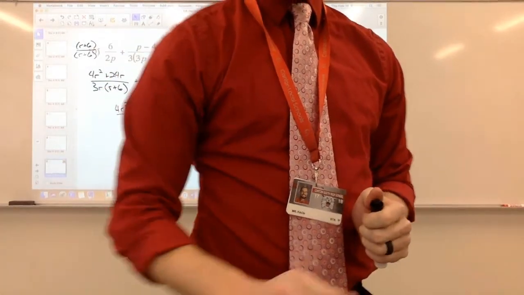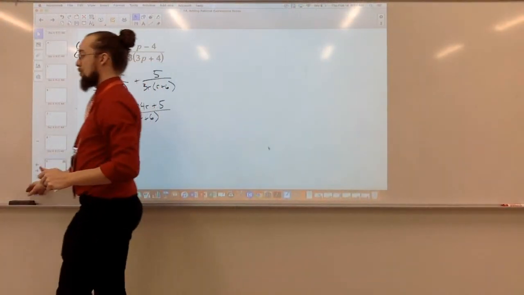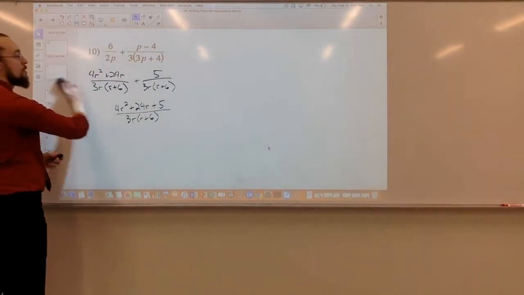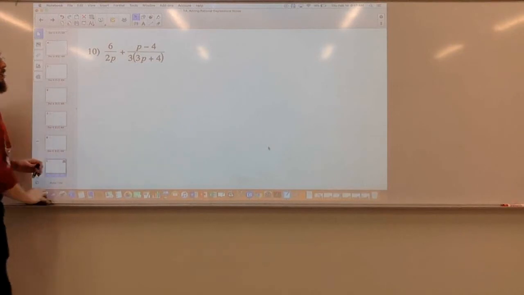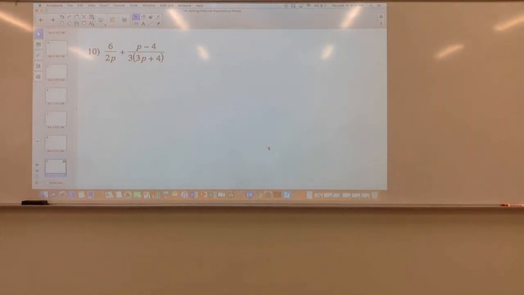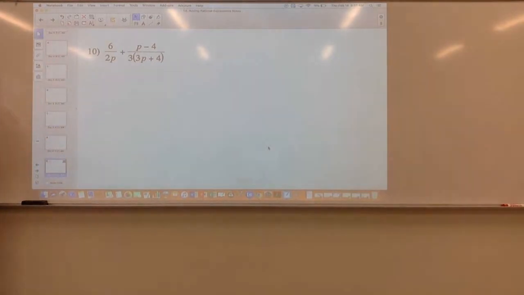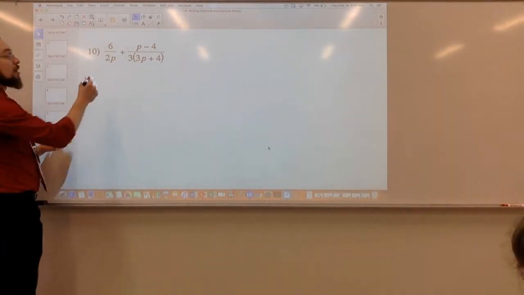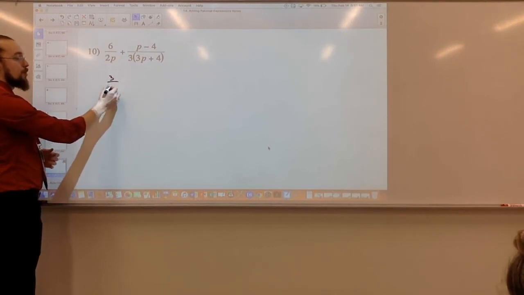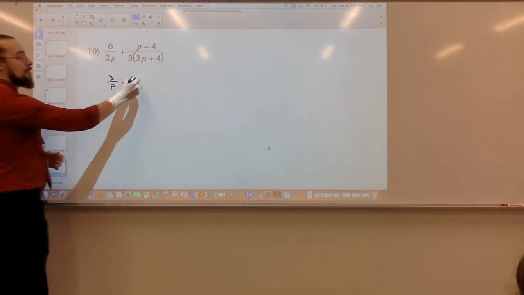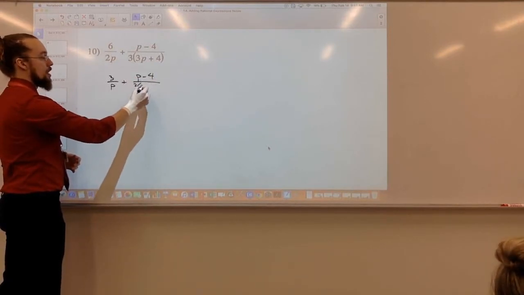All right, let's do one more together here, and then I'll have you guys try some. Okay, so on number 10 here, we've got 6 over 2p plus p minus 4 over 3 times 3p plus 4. Is there anything I can do before I start trying to get common denominators? I could simplify the 6 over the 2, right? 6 over 2 would just reduce to 3 over 1, right? So this would just be the same as 3 over p, plus p minus 4 over 3 times 3p plus 4.